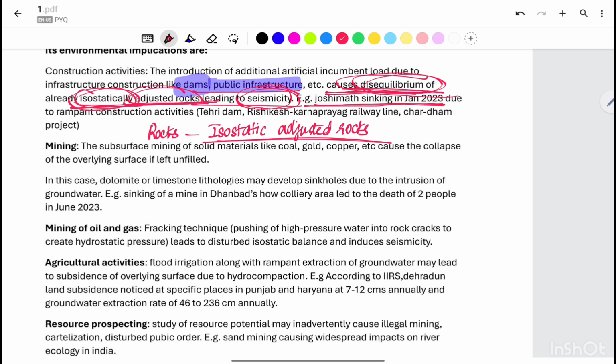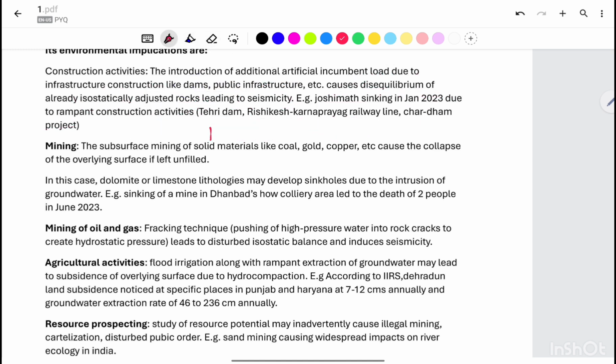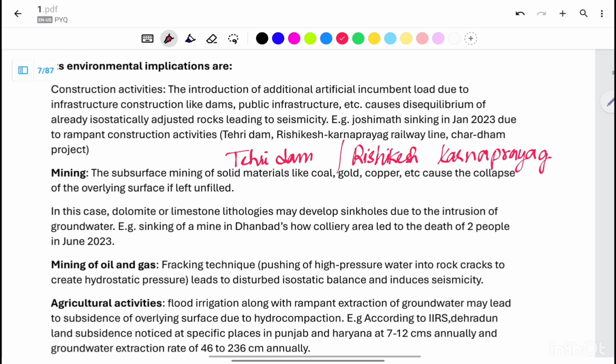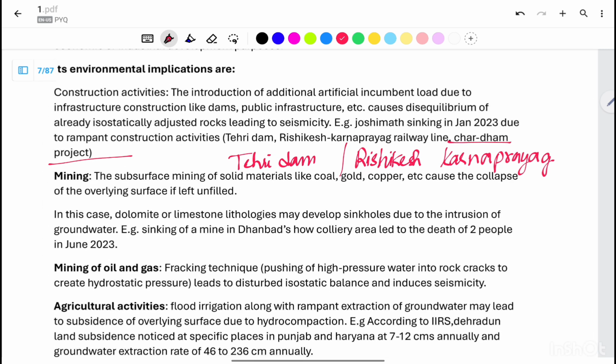Joshimath sinking in January 2023 due to rampant construction activities like the Teri Dam, Rishikesh Karnaprayag railway line and Chardham project. For Joshimath, we have the Teri Dam, and then we have the Rishikesh Karnaprayag railway line, and we also had the Chardham project.